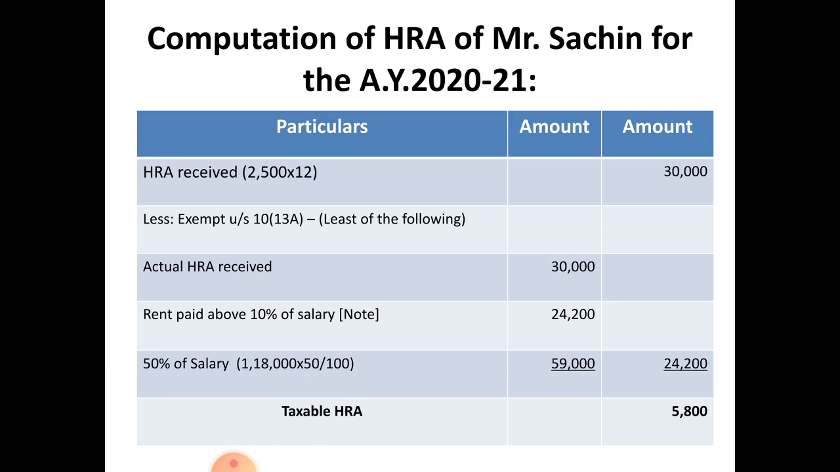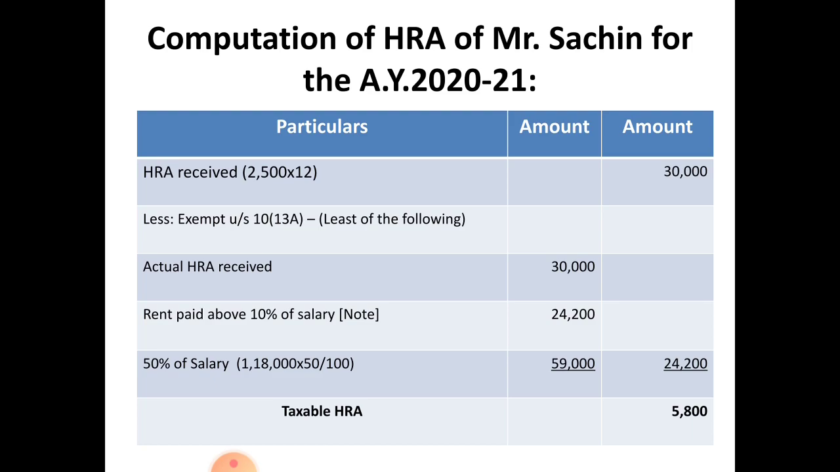3 columns you have to draw, that is particulars and 2 amounts columns. First you have to write actual HRA received for 12 months because he is residing in rented house for 12 months, that is 2,500 into 12, that amounts to rupees 30,000. From that you have to deduct exempt under section 10 subsection 13A, that is least of the following 3 things. First one, actual HRA received 30,000.